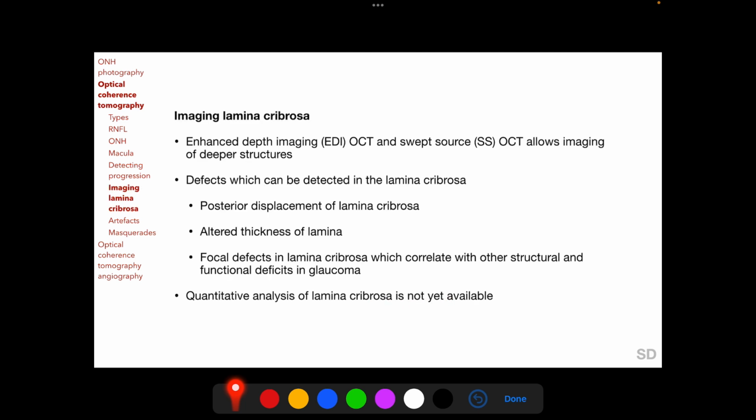As we have discussed earlier in this session, enhanced depth imaging or EDI OCT and swept source OCT allow imaging of deeper structures, thus allowing imaging of lamina cribrosa, and defects which can be detected in the lamina cribrosa include posterior displacement of lamina cribrosa, altered thickness of lamina cribrosa, and focal defects in lamina cribrosa which correlate with other structural and functional deficits in glaucoma. However, quantitative analysis of lamina cribrosa is not yet available.